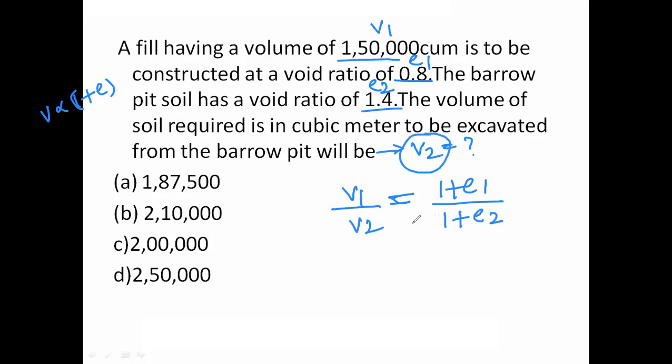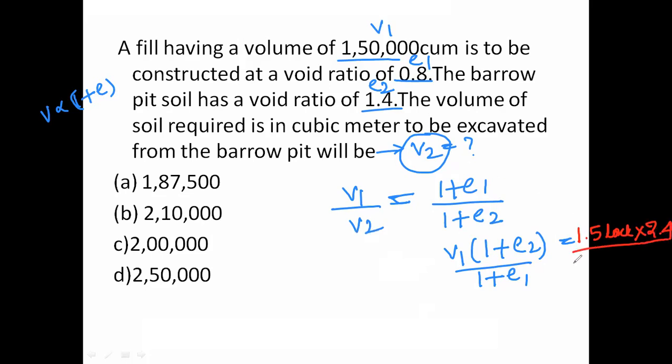What I want is V2. So V2 is equal to V1 into (1 plus E2) divided by (1 plus E1). Just simply substitute the values which are given here. V1, for simplification, I'm taking as 1.5 lakhs, into 1 plus E2, where E2 is 1.4, so 1 plus 1.4 is 2.4, divided by 1 plus E1, where E1 is 0.8, so 1 plus 0.8 is 1.8.